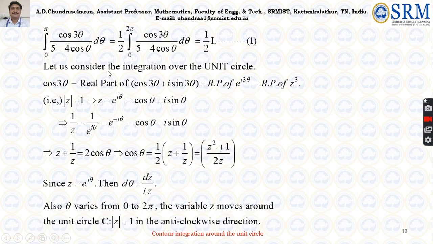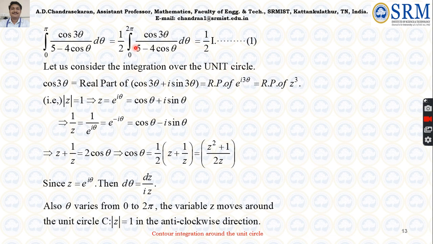The same idea. So first of all, the given question is 0 to π. So this is nothing but 1/2 times the integral from 0 to 2π. So I can rename this as 1/2 times I. So the given question is equal to 1/2 times I. This is my equation number 1. Let us consider the integration over the unit circle.